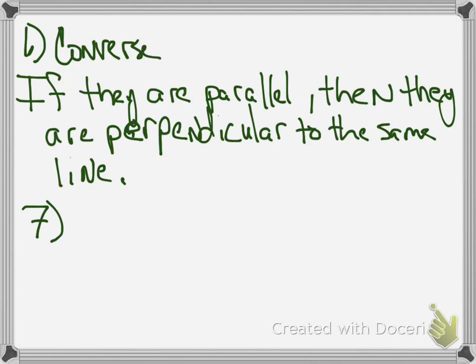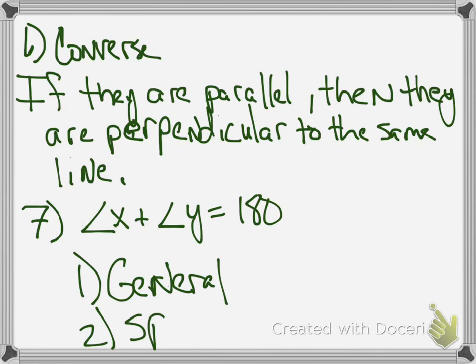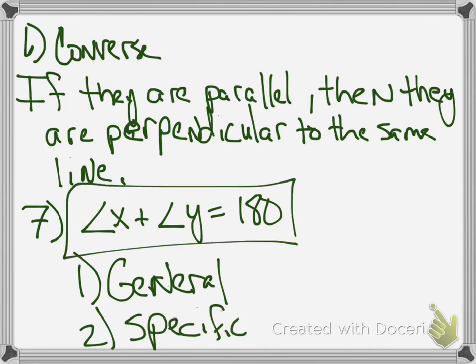Okay, so number 7 wants us to use the law of detachment to write a valid conclusion. If two angles are supplementary, then their measures must have a sum of 180. More specifically, X and Y are supplementary, so that means that angle X plus angle Y is equal to 180. Notice how, with the law of detachment, the first statement is very general, and then the second part becomes more specific. And we're using that to help us come to a valid conclusion.